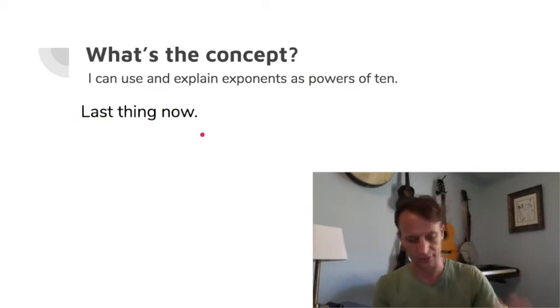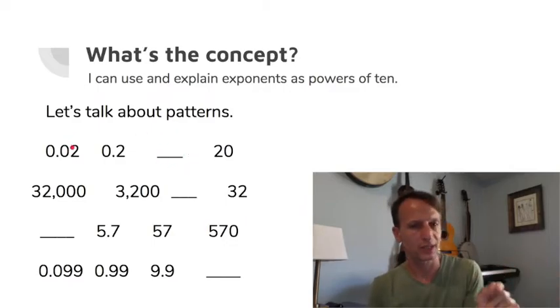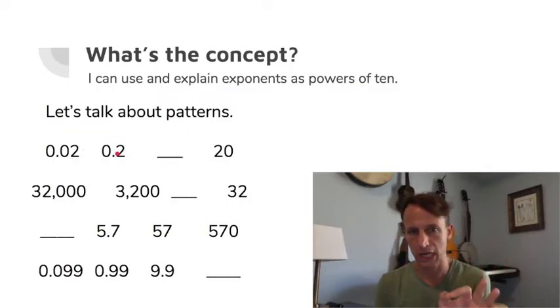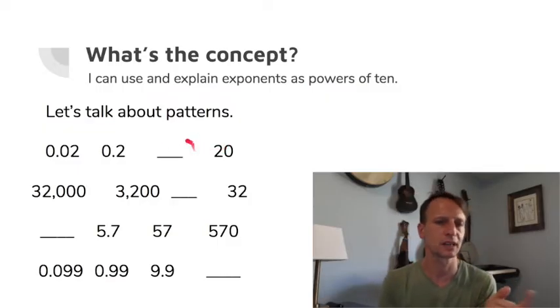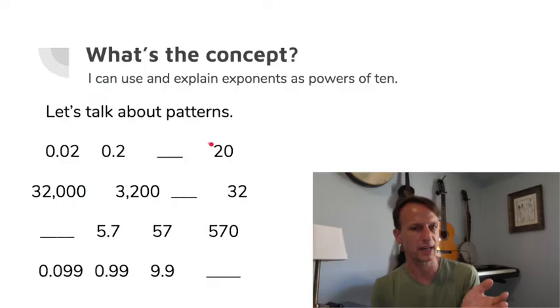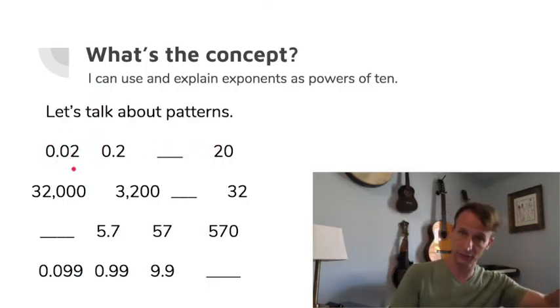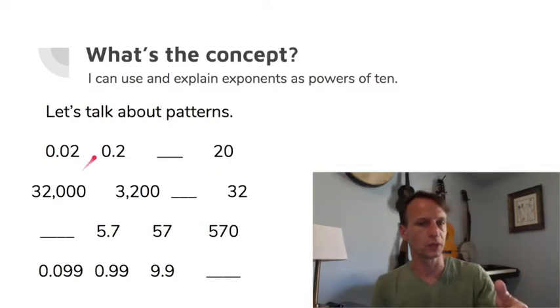Last thing here, this is last thing, and it's not as complicated, okay? Patterns. 2 hundredths, 2 tenths, blank, 20. So what are we doing here each time? We're doing times 10, times 10, times 10. And we can discern the pattern just from here. And if you wanted to talk about it in terms of moving the 2 up the place value chart, you could, or by moving the decimal over. Okay, so what would go here?